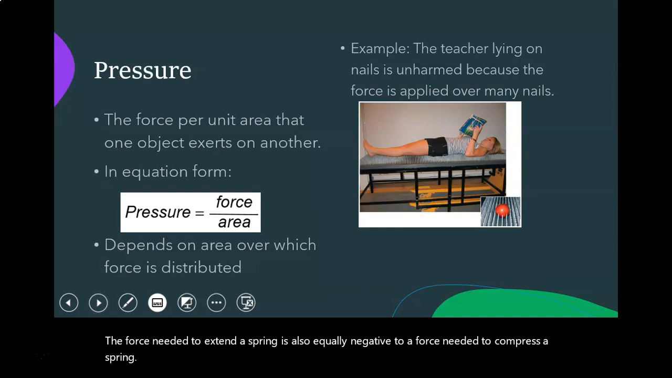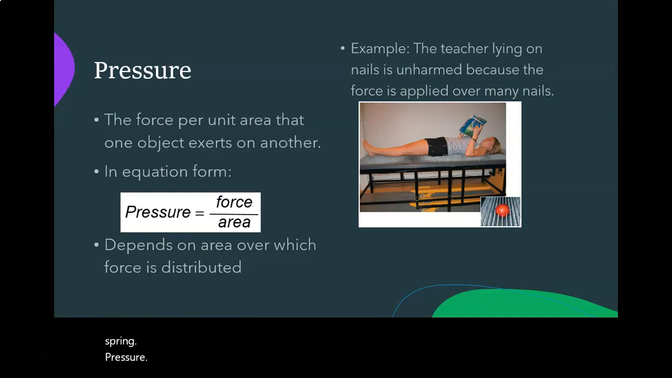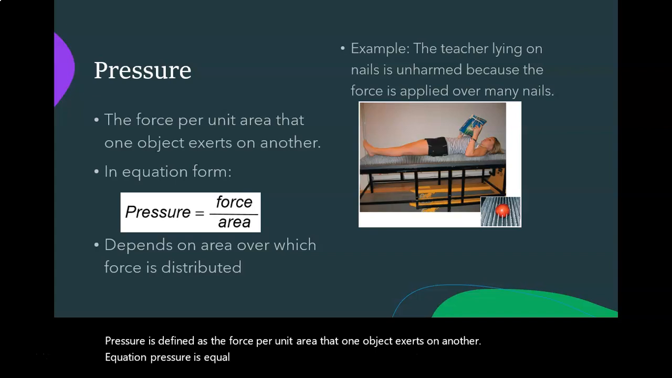Pressure. Pressure is defined as the force per unit area that one object exerts on another. As an equation, pressure is equal to force over a given area. The example on the right is commonly used to define and explain pressure.